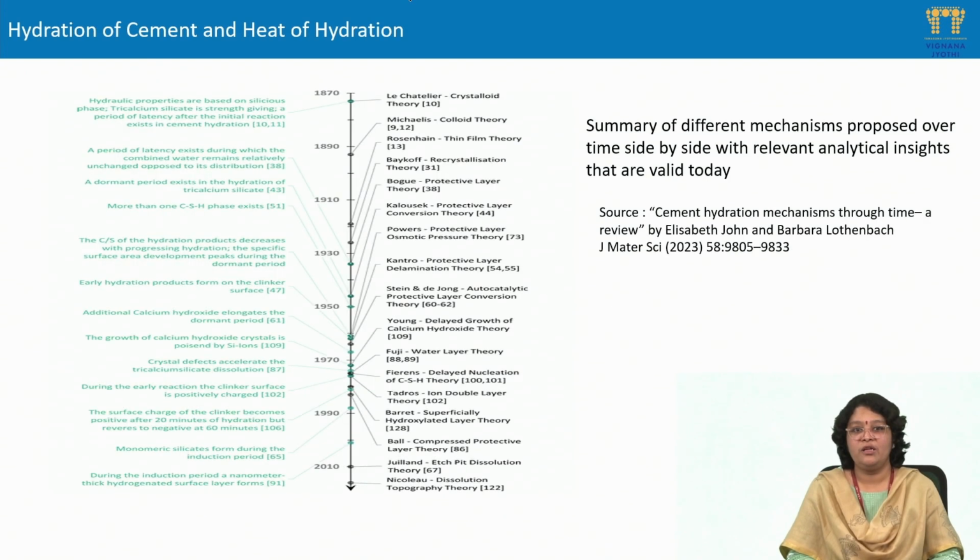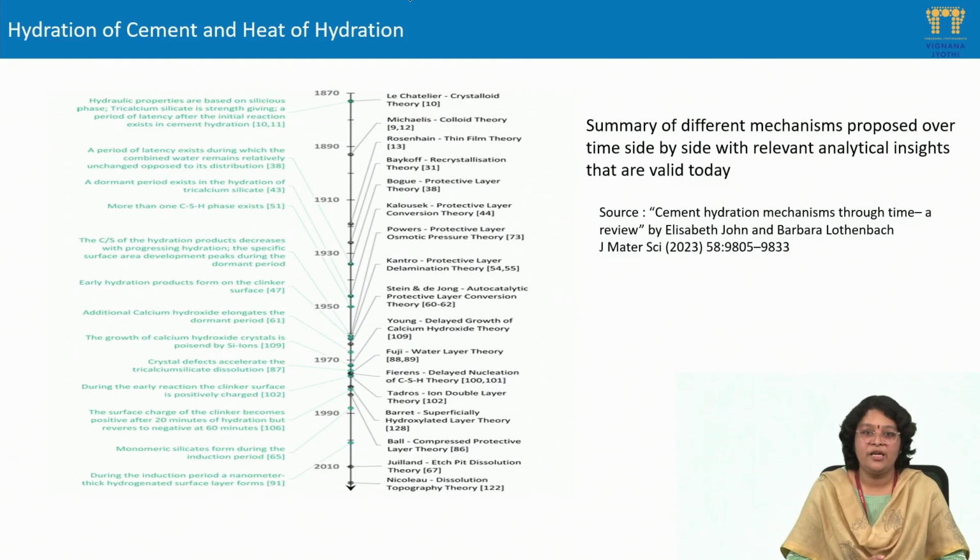So these are all the theories suggested by many researchers starting from 1870. Even now much research is going on, suggesting theories pertaining to the hydration of cement. Le Chatelier was the first man who gave a theory pertaining to the hydration of cement, in the early 1800s. He suggested the crystalloid theory, after which Michaelis came into the picture and suggested another theory, the colloid theory.